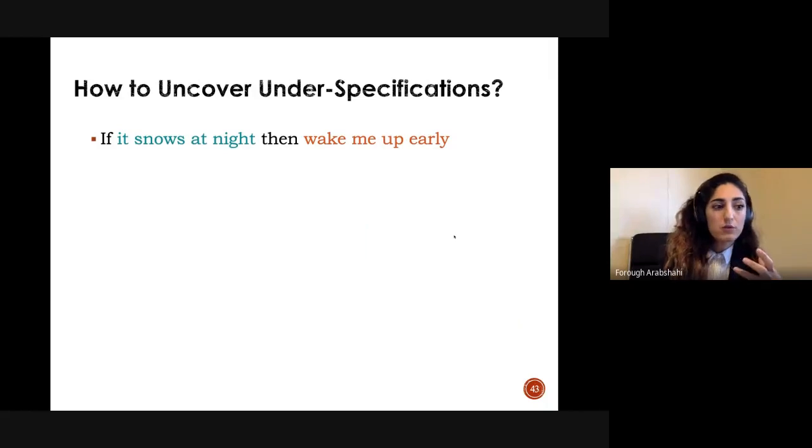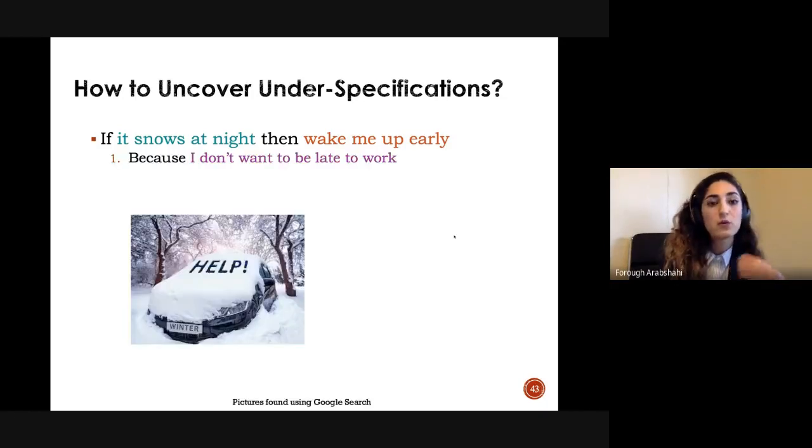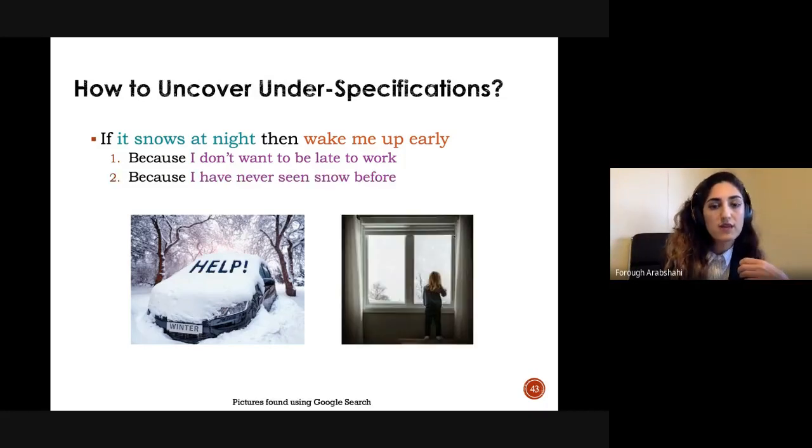So let's go back to our previous example. If it snows at night, then wake me up early. And now assume you also indicate the reason why you want to achieve this to your personal assistant. For example, you can say, because I don't want to be late to work, or you can say, because I have never seen snow before. So notice the striking difference between these two because goals and how easily we can understand them. In the first scenario, you probably don't want to wake up on a weekend if you don't work on a weekend, whereas in the second scenario, you do, no matter what day of the week it is.